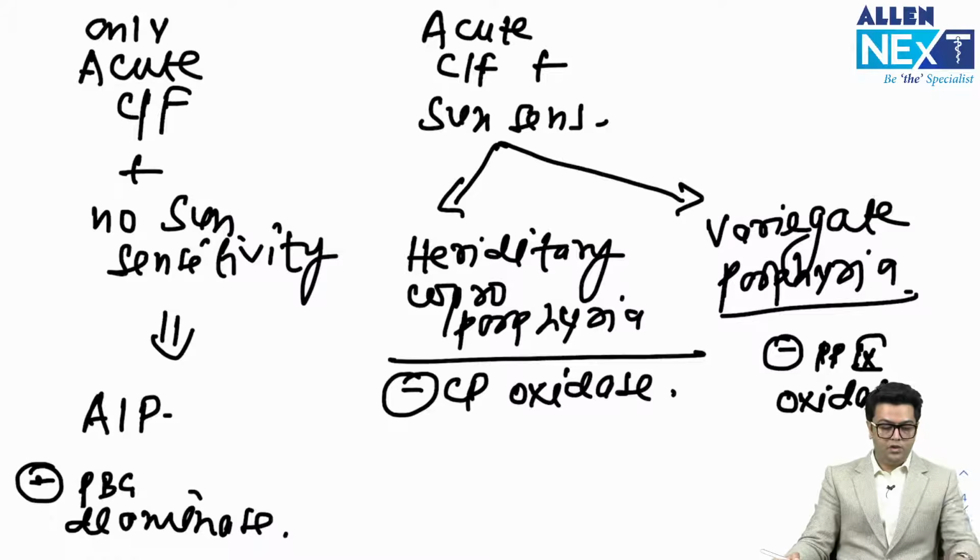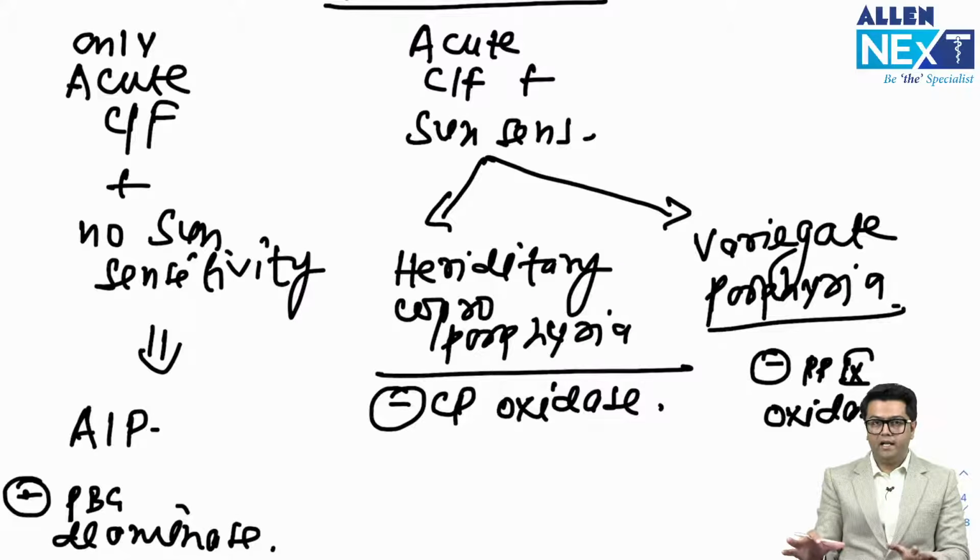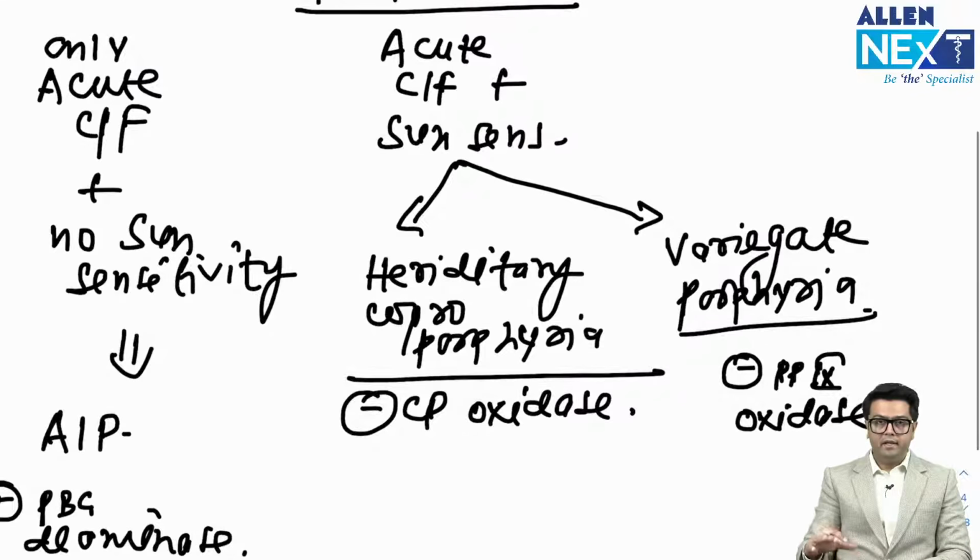Till now the questions asked in the exams are mostly on acute intermittent porphyria, but this can be a new point that you may not have noticed in your practice, but you should know it. I don't want to add something new here. It is the same thing that you have studied, but in a different way: if the question says both acute features and sun sensitivity, then mark these two, right?